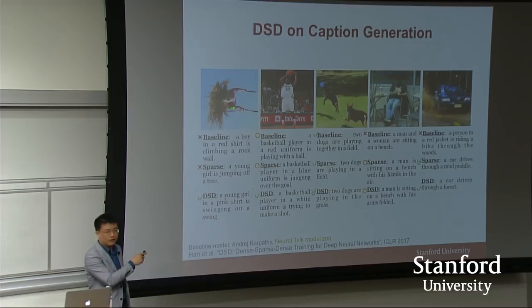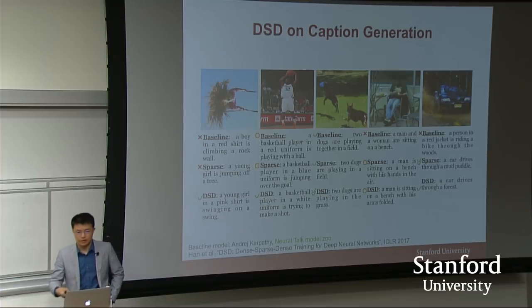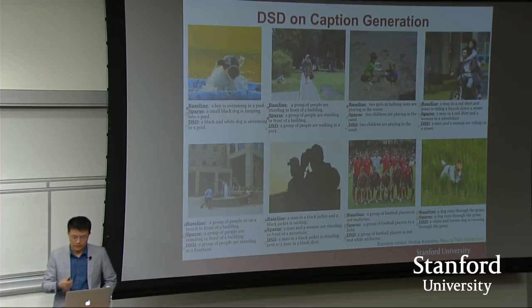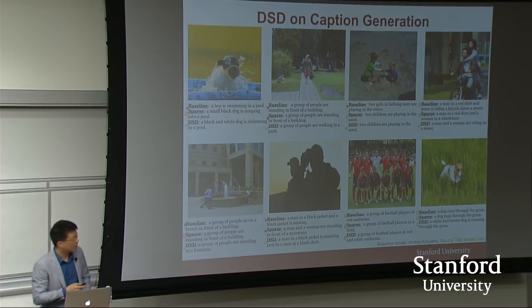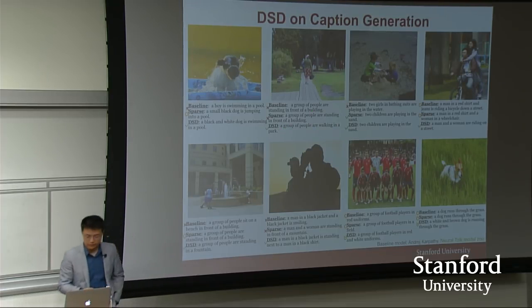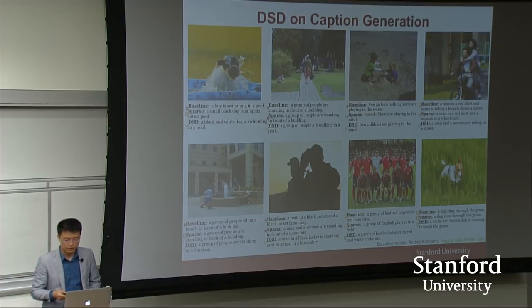For example, this is a very challenging figure. The original baseline of NeuralTalk says a boy in a red shirt is climbing a rock wall. And the sparse model says a young girl is jumping off a tree, probably mistaking the hair for either the rock or the tree. But the sparse dense training, by using this kind of regularization on the low dimensional space, says a young girl in a pink shirt is swinging on a swing. There are a lot of examples, and due to the limit of time, I will not go over them one by one. For example, a group of people standing in front of a building, where there's no building, becomes a group of people walking in the park. Feel free to check out the paper and see more interesting results.